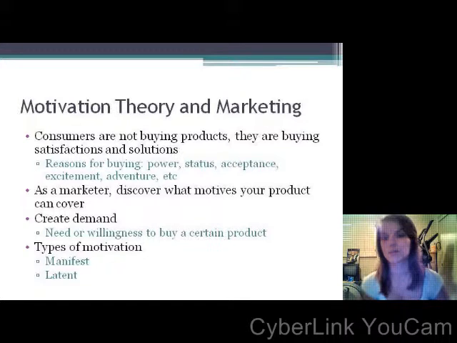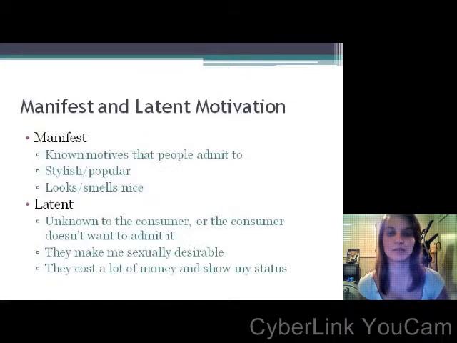So there are 2 types of motivation, manifest and latent. Manifest is known. People will admit to these. It's such as stylish, it's popular, it looks good. Latent is unknown, or the consumer doesn't want to admit it. These are, it makes me more sexually desirable, or it shows my status.